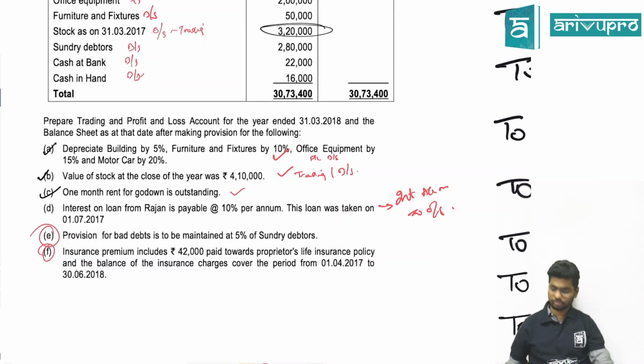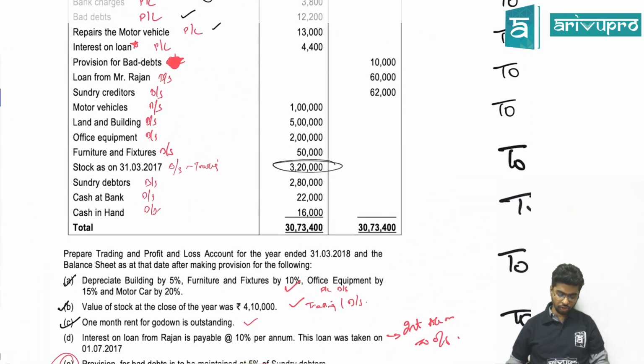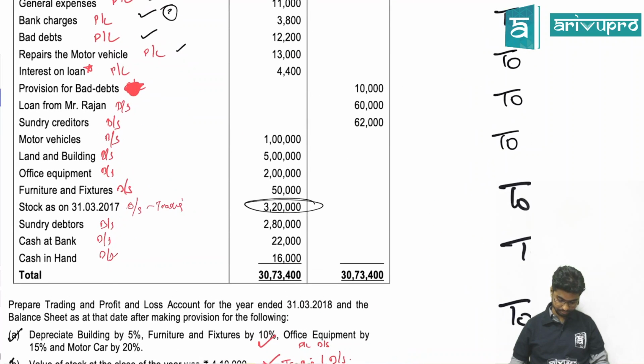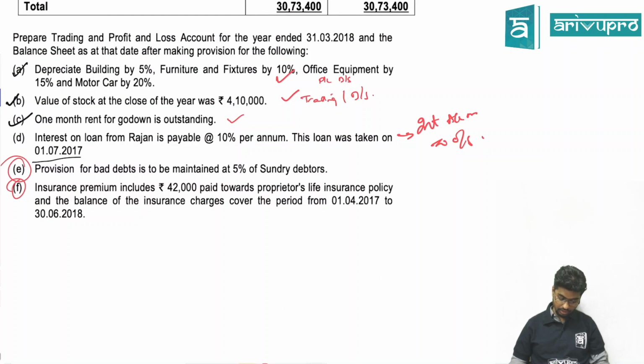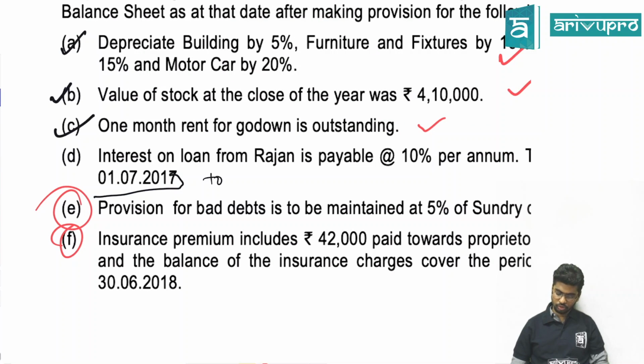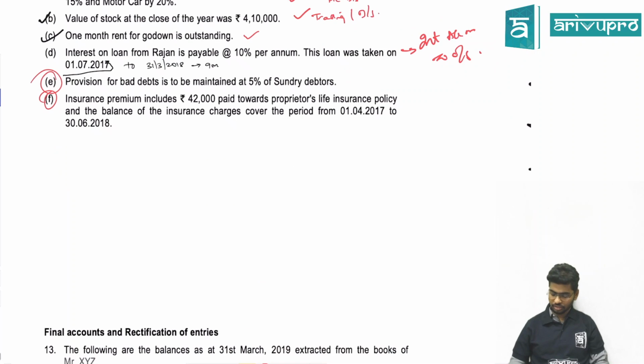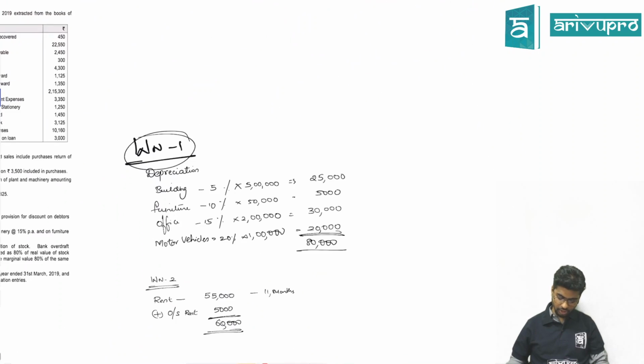Third one. Fourth one. What are they saying? Interest on loan to Rajan is payable at 10% per annum. Let's go to Rajan's loan account. How much is it? 60,000. What's loan to Rajan? 16,000. How many months' interest? From 1/7 to 31/3/2018. That comes to how many months? 9 months. Clear? Now let's come to our working note 3.